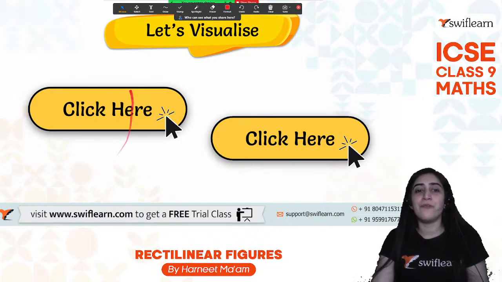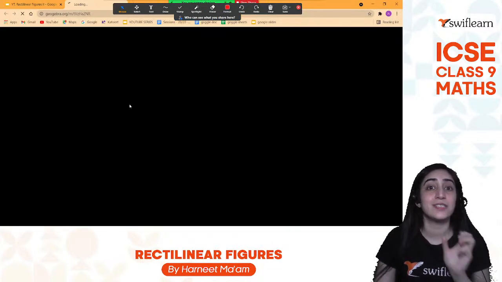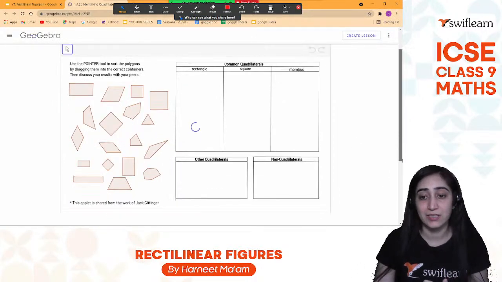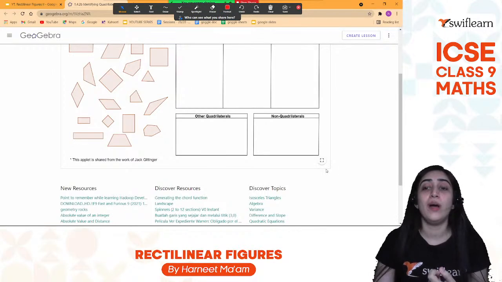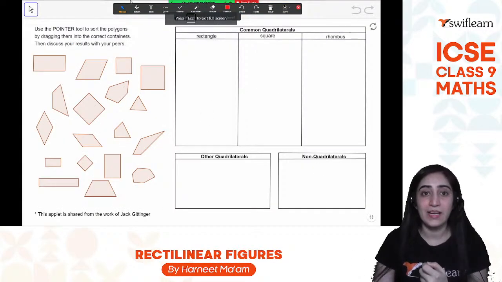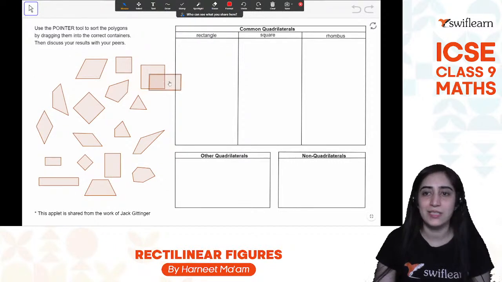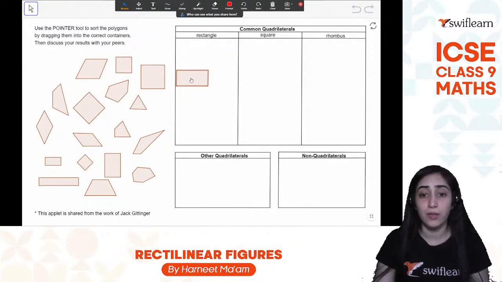All right, so everyone, let's visualize it. This is the best part of the Swiflearn platform where we tell you how to visualize the things so that you are able to understand easily. All right, so here we go, how to solve it. So what do you think? Is it a rectangle, square, rhombus or other quadrilaterals, or is it a non-quadrilateral?